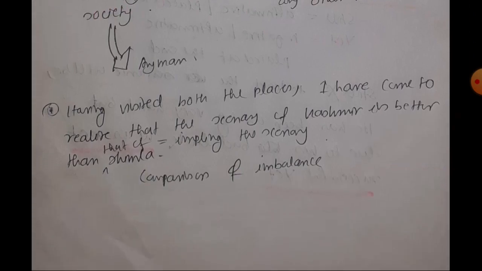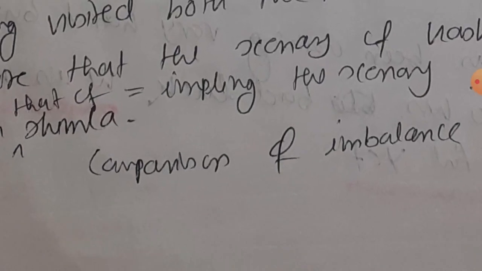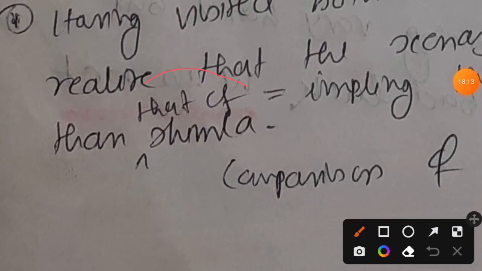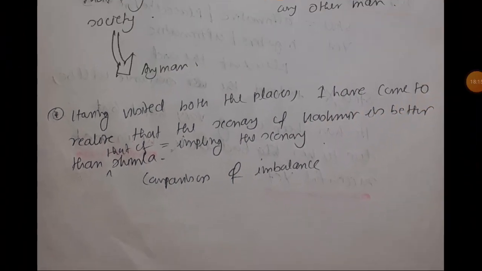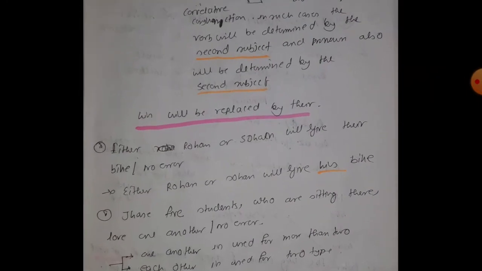Now today's last question. Having visited both the places, I have come to realize that the scenery of Kashmir is better than Shimla. You have to find out the error. Here we are using the term scenery in the case of Kashmir, but we are comparing the scenery of Kashmir with the entire Shimla. So that is not good. Such kind of error is known as comparison of imbalance. So there should be the term that of before Shimla, and that will correct the sentence. So that is our today's English grammar discussion.